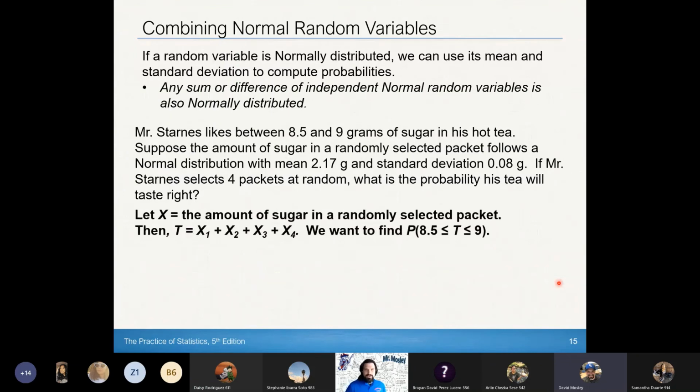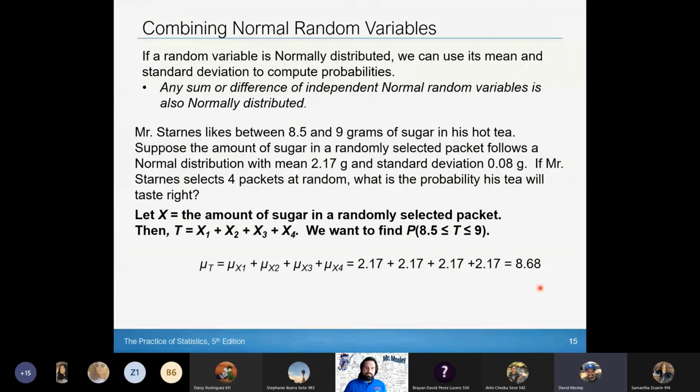So we'll let X equal the amount of sugar in a randomly selected packet. Since we're selecting 4 packets, we're adding 4 of those same random variables. Right, so T is defined as X1 plus X2 plus X3 plus X4. The first randomly selected packet, second randomly selected packet, third and fourth. We want to find the probability that T is greater than or equal to 8.5 and less than or equal to 9, right, within the acceptable range.